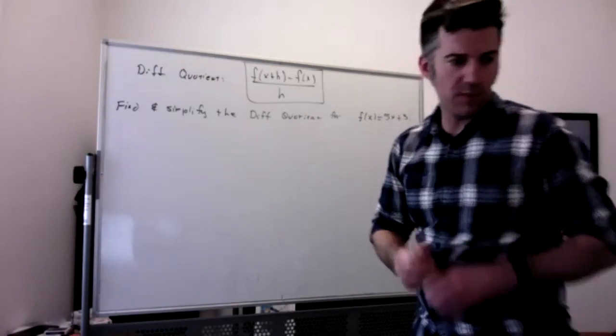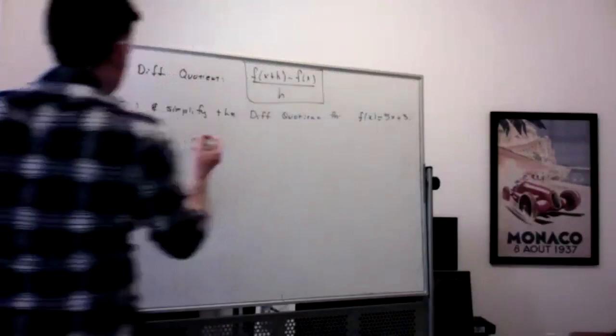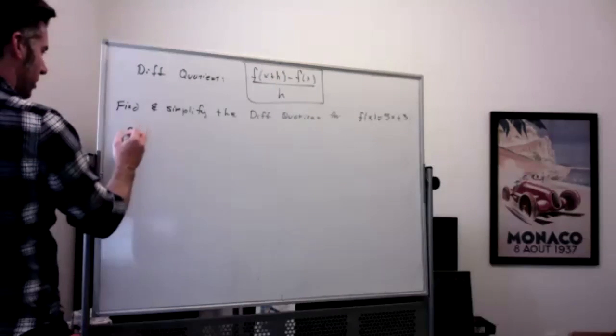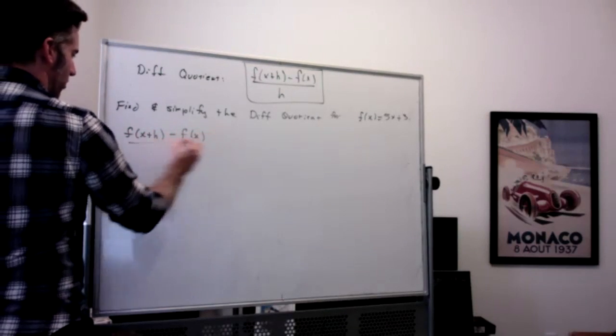And here is what's going to happen every time. We're going to start off by writing f of x plus h minus f of x, all over h.